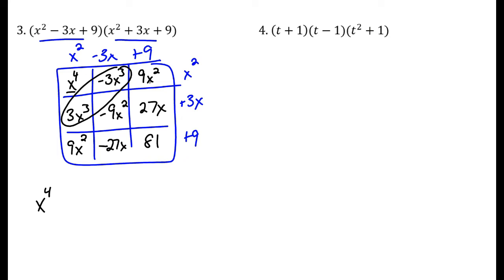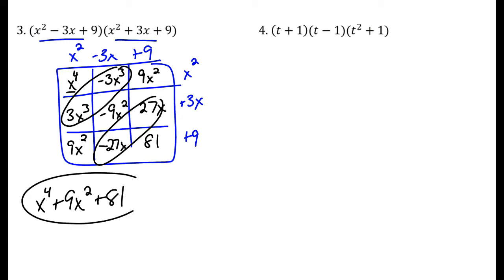How many x squareds do I have? 9 minus 9, those guys add to 0, plus 9 gives me 9x squared. How many x's do I have? Well, wait a minute, those two terms, what happens? Those add to 0, so I don't need to write anything, plus 81. That expression there is equivalent to multiplying those two together. They look different, but they actually are the same exact polynomial.